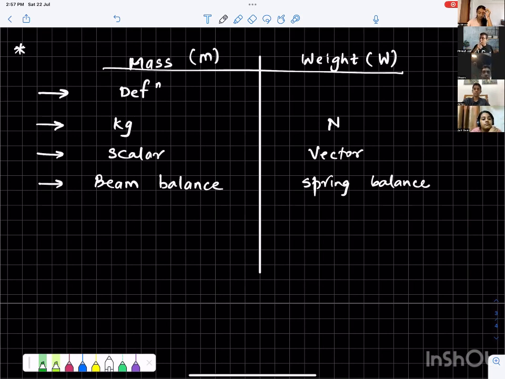Okay. So guys, these are enough differences you can write. Just one more thing: the mass of a body remains constant. So you go to any planet, your mass will remain the same.